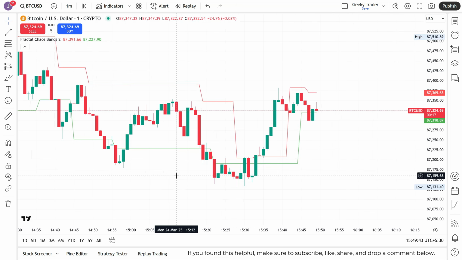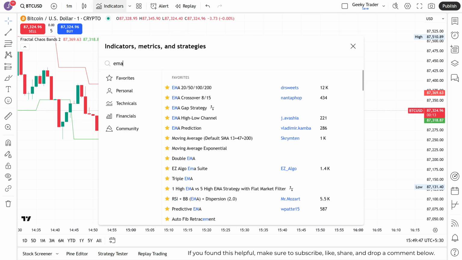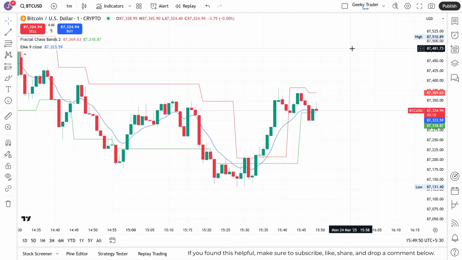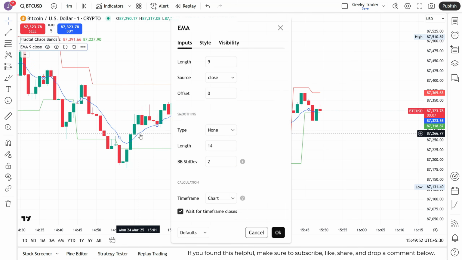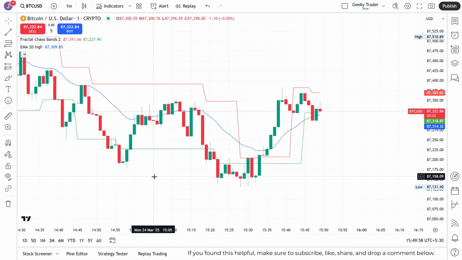Now, to enhance our analysis, I'm going to add another powerful indicator, the exponential moving average, EMA. This will help us better understand price trends and dynamic support and resistance levels. First, I'll add the EMA indicator and adjust its settings. I'll change the length to 20 and set the source to high so that it tracks the highest prices.